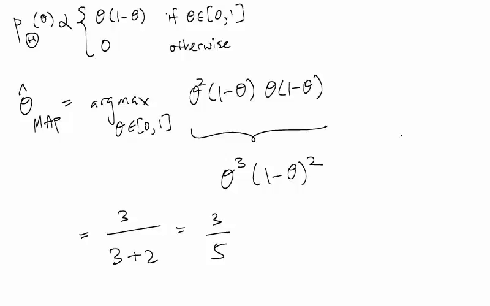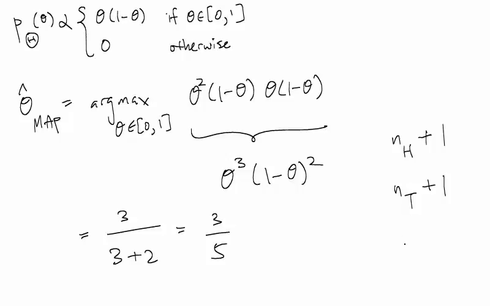Meaning that if you see NH heads and NT tails, then what this prior is going to do is actually make it seem like there are NH plus 1 heads and NT plus 1 tails. And then with this many heads and this many tails, it's just going to do the ML estimate for those tosses. So again, it's as if we introduced a pseudo count for heads and a pseudo count for tails, and then just did maximum likelihood estimation.